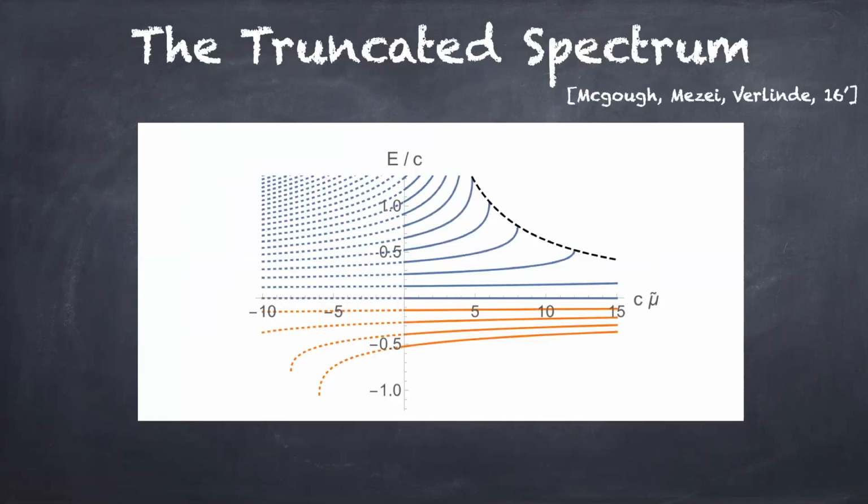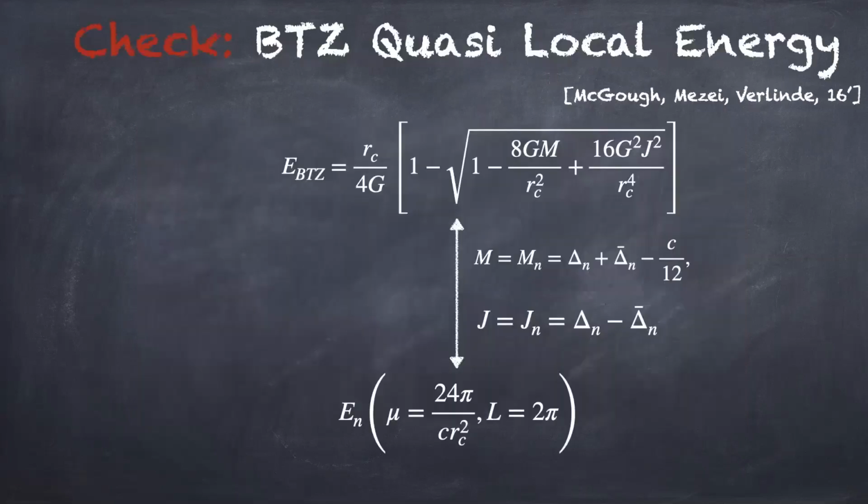This is a picture that we borrow from the paper of McGough, Mezei and Verlinde that depicts the truncation of the spectrum for the sign where we would hit this singularity. You should also note that this is the sign that they focused on and showed was related to semi-classical gravity in AdS3. So this peculiar feature of the spectrum has to be contended with if we're interested in holography.